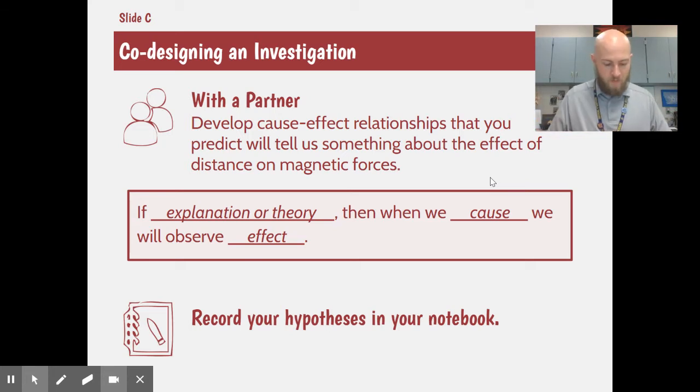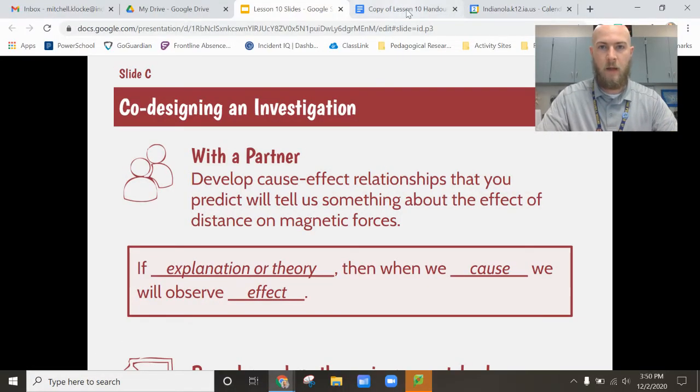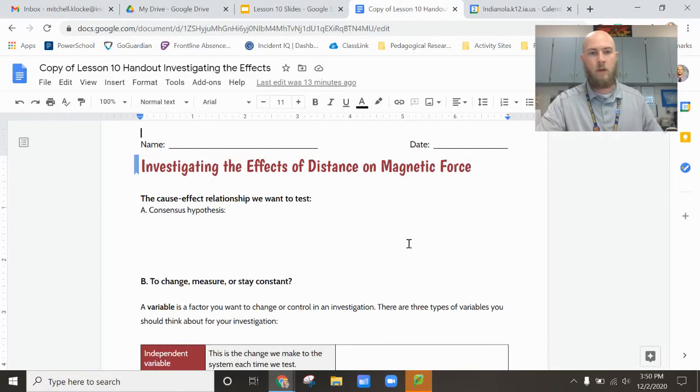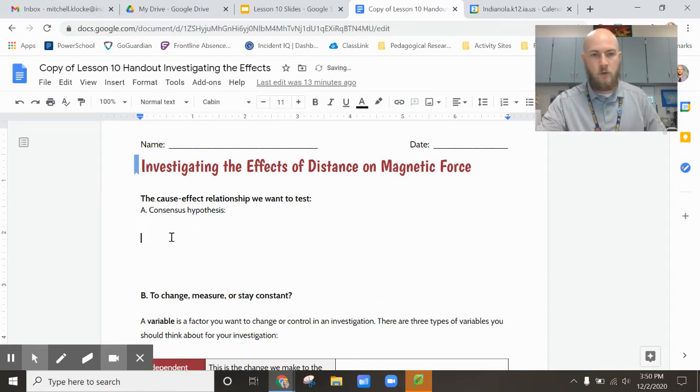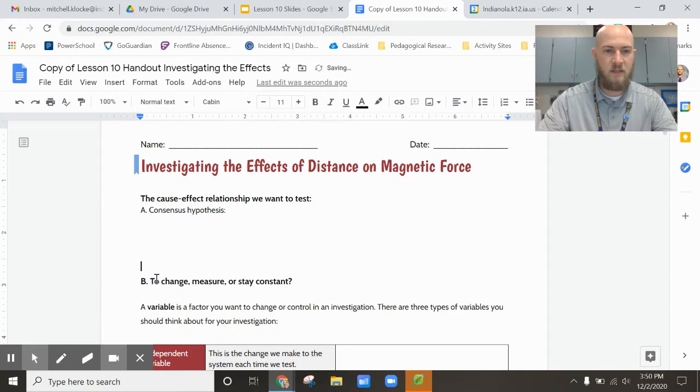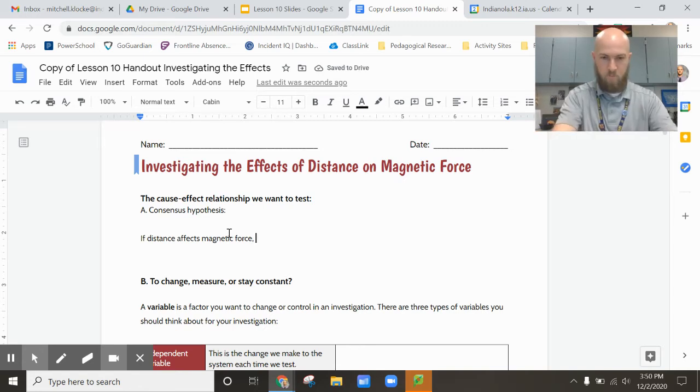All right, so now that you've thought a little bit about that, maybe share out your response. We're going to record a hypothesis in our notebook. So on our document, I'm going to exit out here and go to my document. On here where it says the cause-effect relationship we want to test, we are going to type in if distance affects magnetic force. And again, that is our explanation or our theory.